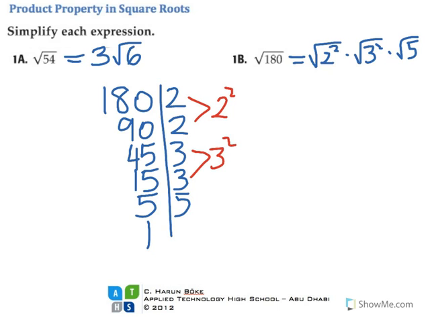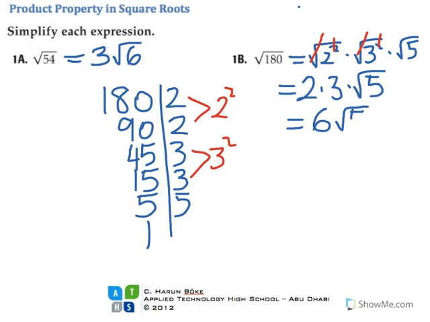Now here, 2 squared and 3 squared will come out of the square root as we cancel the square roots and squares. So it will be 2 times 3 times, well, for square root of 5, we cannot cancel the square root, so we keep it. So this becomes 6 square root of 5. This is how we simplify square root of 180.